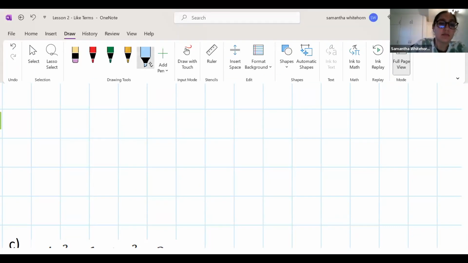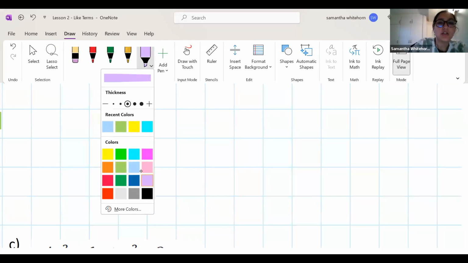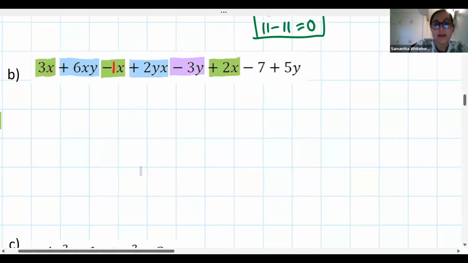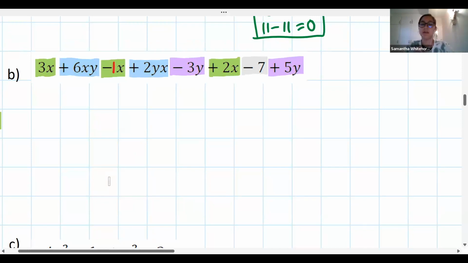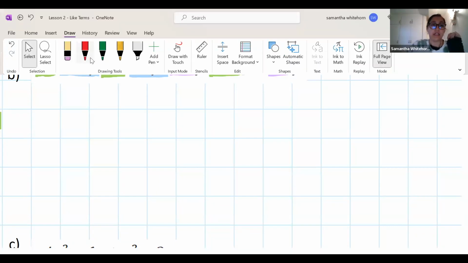Right, then I move on to my next term. I can see that my next term contains only y. So I've got a negative 3y. I see that I've got a second one that contains only y, which is positive 5y. And then, as a random little aside, I have a constant term of negative 7. There's no other constant term, so I can't do anything with that. It's going to essentially just stay negative 7.